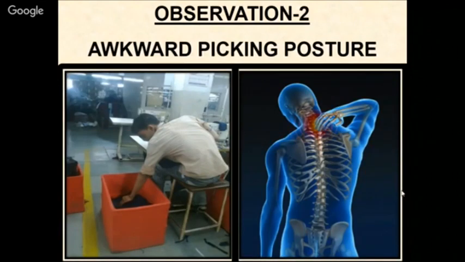The second observation: you can see how this person is picking up the clothes from the bin and bending sideways. When he bends sideways, you can very well see how much he is bending this portion. The complete backbone as well as the neck bone he is bending, and the number of times he picks this up in a shift, he will be bending like that, and in the long run, again, it all leads to musculoskeletal diseases, which is not beneficial when we consider the health of a worker.